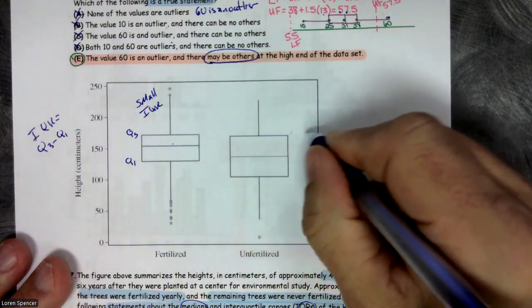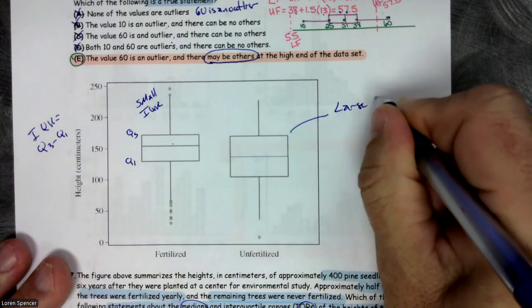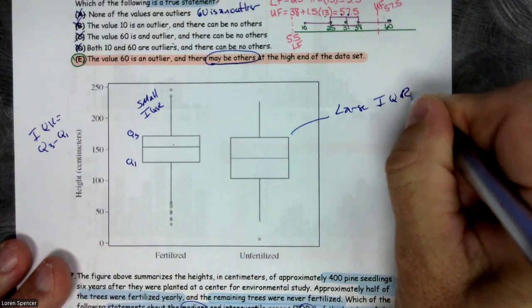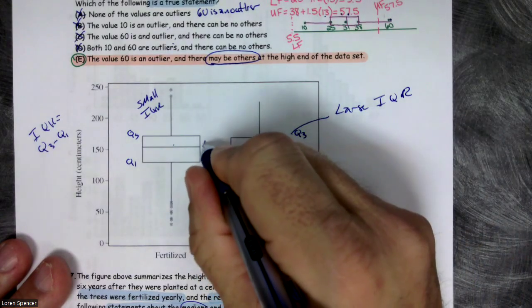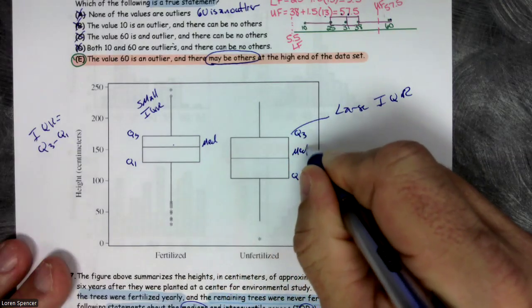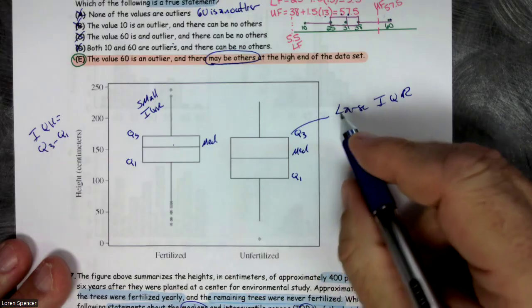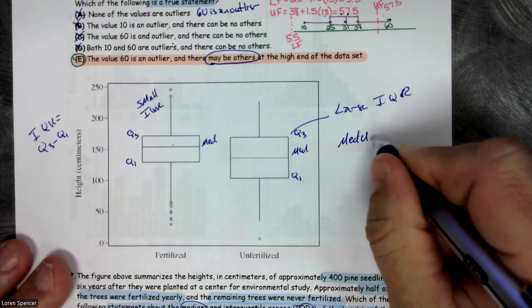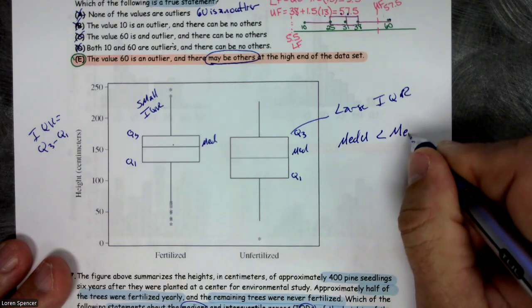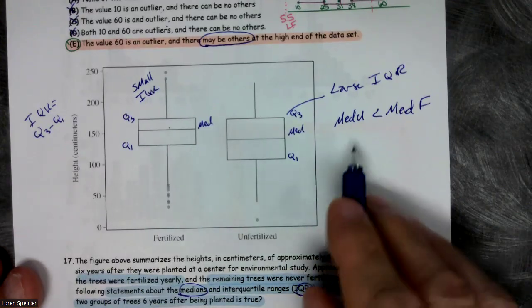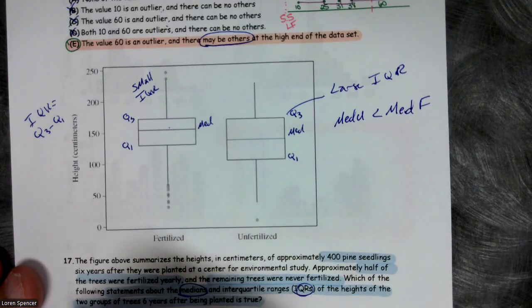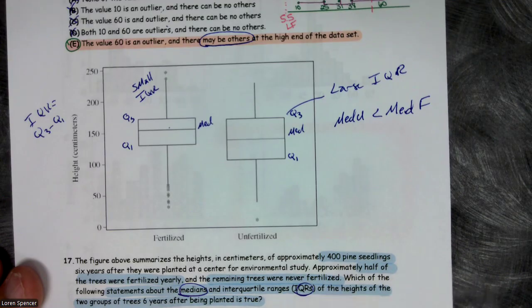And this one has a large IQR because this is Q3 and this is Q1. And this right here is our median, and this is our median. So the median for unfertilized is less than the median for fertilized. The medians and IQRs are the same. No, they're not the same. That's false. The median of the unfertilized trees is greater. No, the median for the unfertilized is less. That's false.